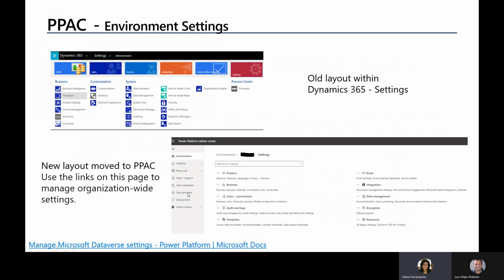Then we have the environment settings, okay? This slide is more to highlight that in the previous layout, the old layout, to access the environment settings we had to go to Dynamics 365 administration, and you had the entire settings available there. With the new layout, we are moving these options to PPAC, the Power Platform Admin Center. You go to environment, choose one environment, and then select settings, and you have all the options here. Some are new, but more or less the majority of the options are available here.